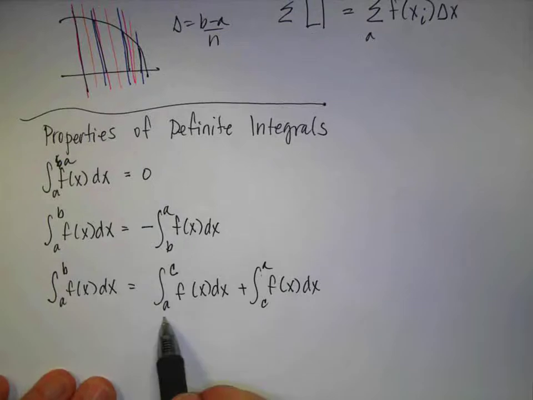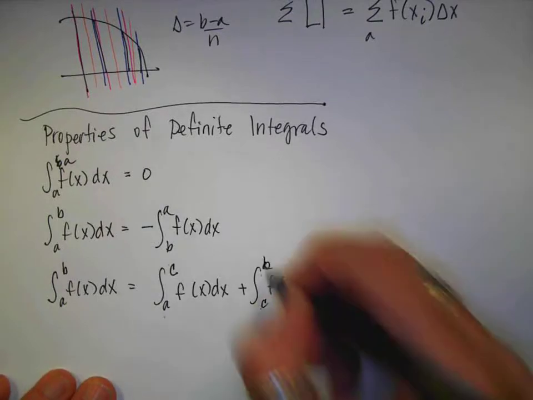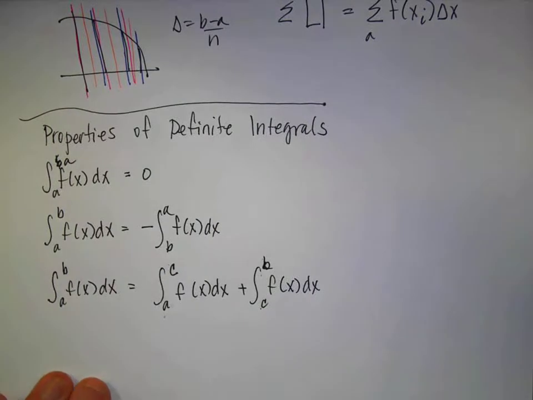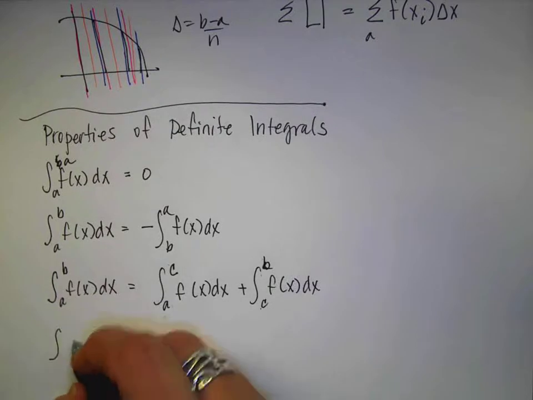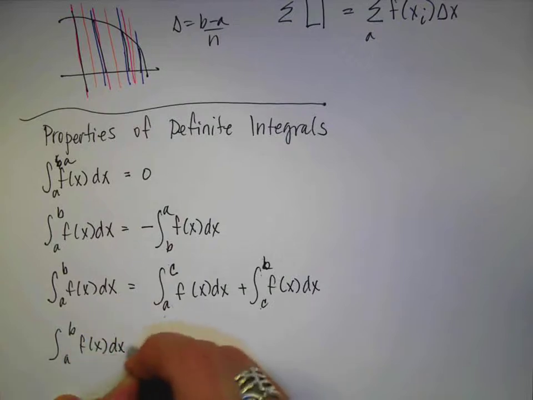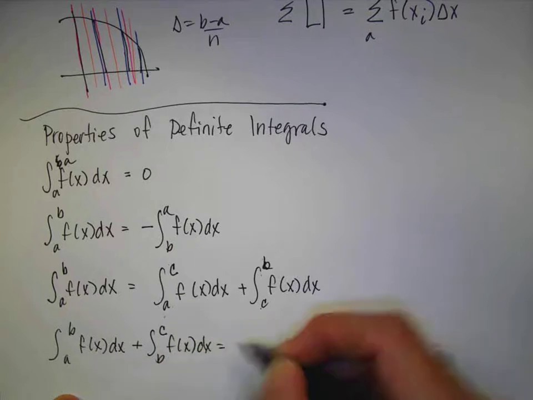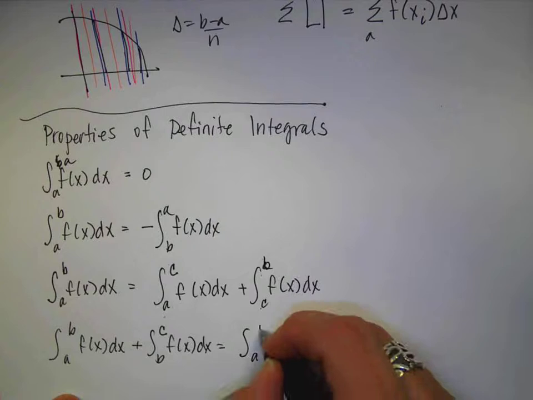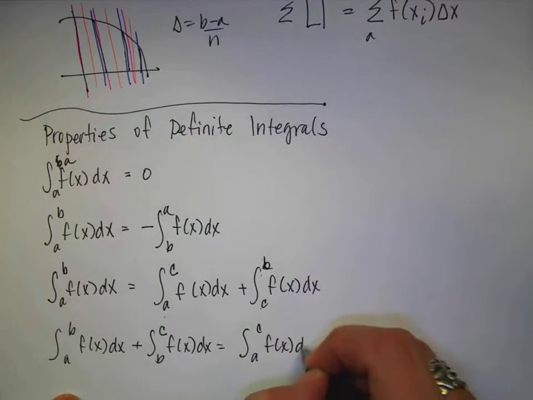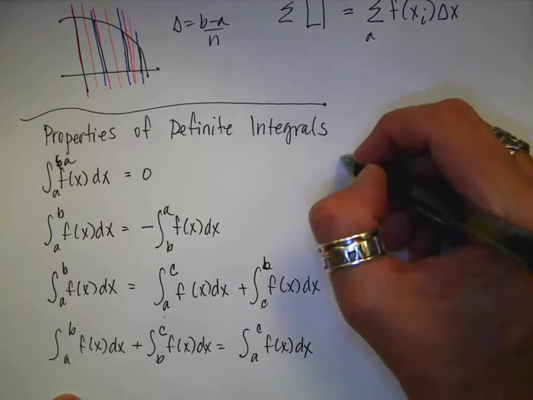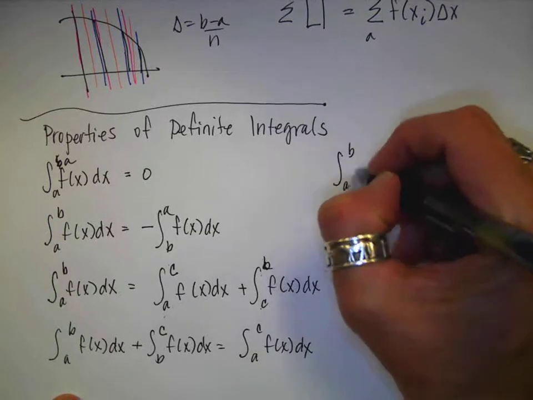And remember, sometimes this is especially helpful if I have changes in my shape, then I can integrate in pieces and then add all of the pieces together. Alrighty? Or I could go the opposite direction. I could say the integral from a to b of f of x dx plus the integral from b to c of f of x dx is the same thing as integrating from a to c of f of x dx. So there's so many different ways that you can do your math.